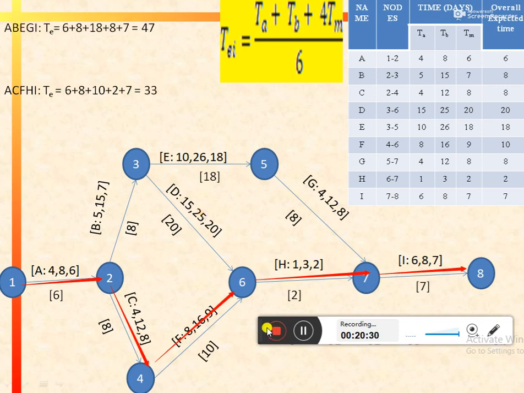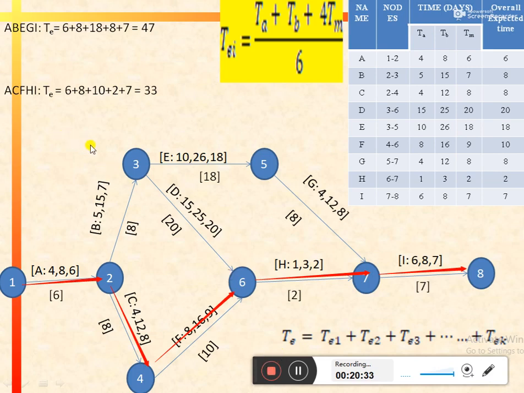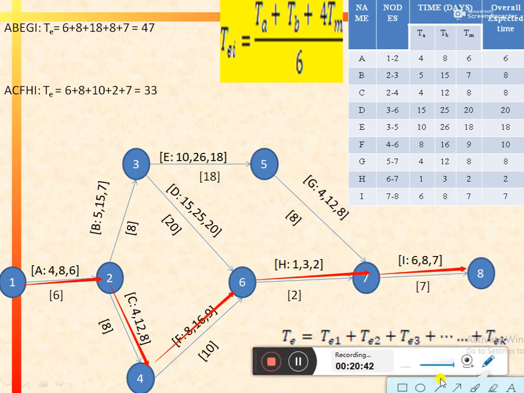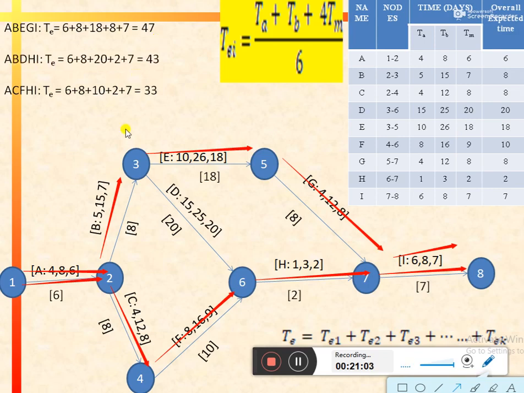The second path is ABEGI. That is activity A, activity B, activity E, activity G, and activity I. So the sum total of this path, or the completion time for this path, would be equal to 47 days. And for the third path, that is ABDHI, the completion time is 43 days.